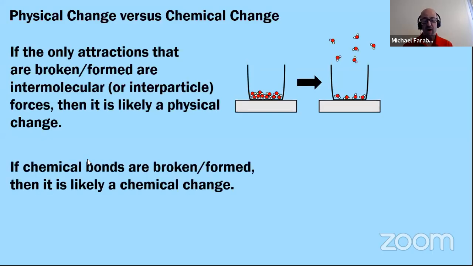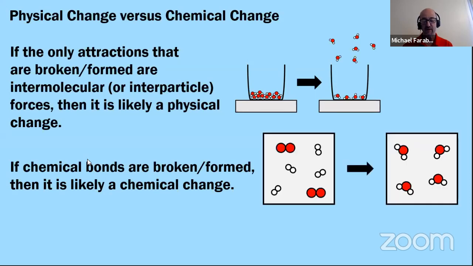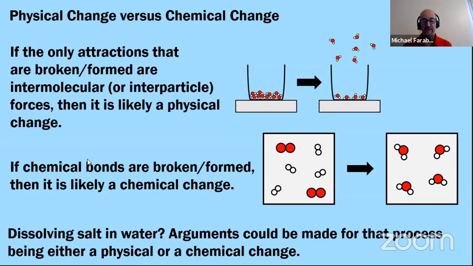But if chemical bonds are broken or formed, then it is likely a chemical change is occurring. So here we are forming and breaking bonds as we transform hydrogen and oxygen to produce water. Now, the course and exam description describes the fact that dissolving salt in water, for example, arguments could be made for that process being either a physical or a chemical change.